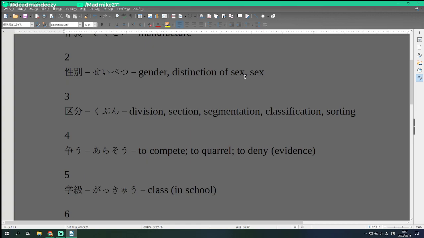Number three is kubun. Ku on the left side is a district or a ward, and bun on the right side is a part. So a kubun is specifically division or sectioning off, segmentation of something into parts. Think of the ku as a very hard line in segmentation. So it is a division of parts into segments or sectors. Kubun is division or a section of something.